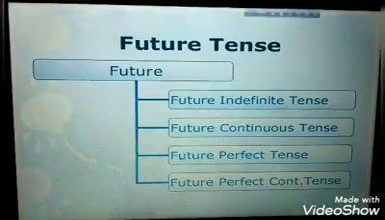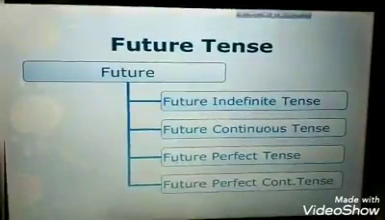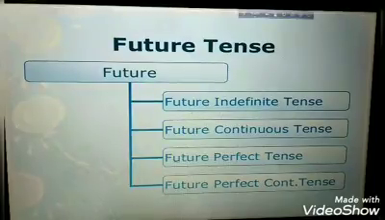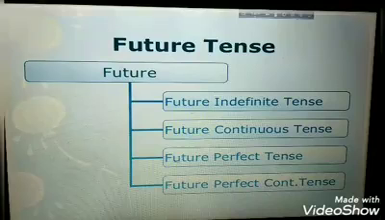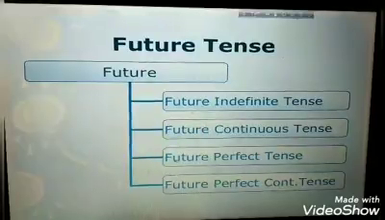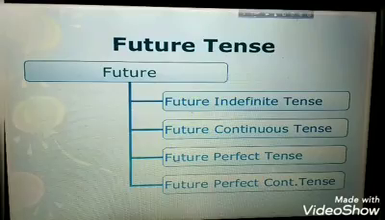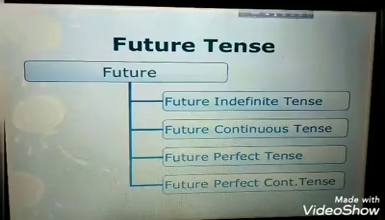And the final category is actually future tense. Future tense is classified into 4 types. These are future indefinite tense, future continuous tense, future perfect tense, and the final one is future perfect continuous tense.